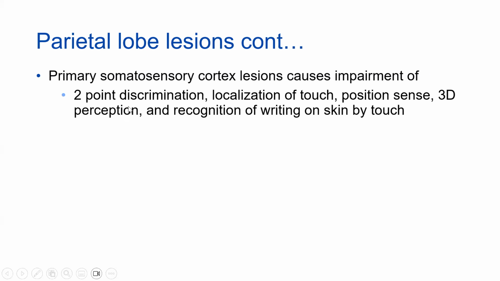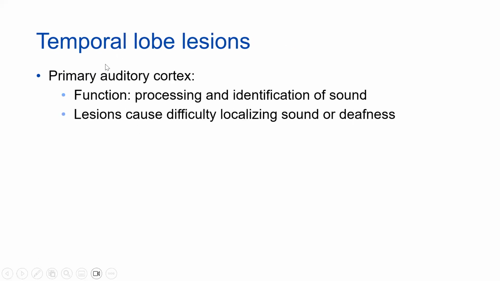Position sense, 3D perception, and recognition of writing on skin by touch. So again, it's all sensory info. Temporal lobe lesions, for example, are important for auditory functioning.